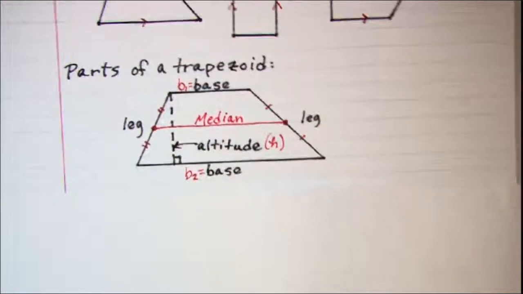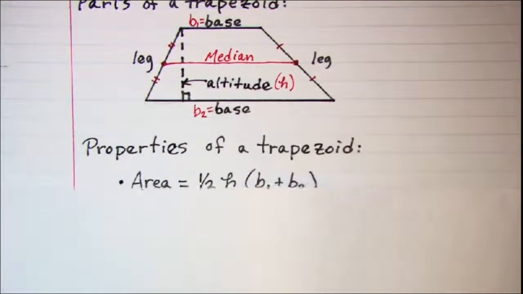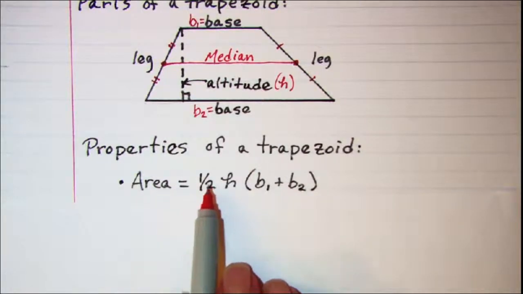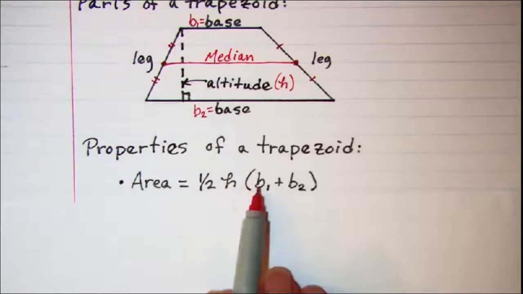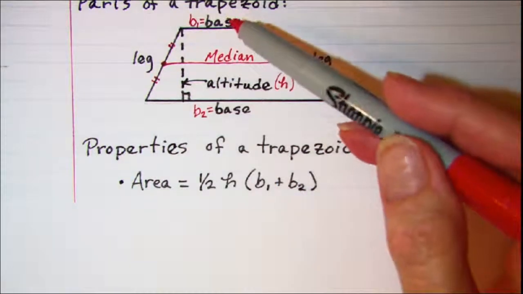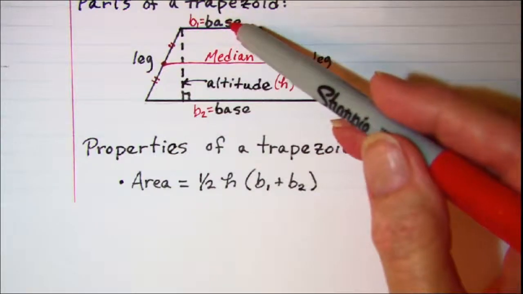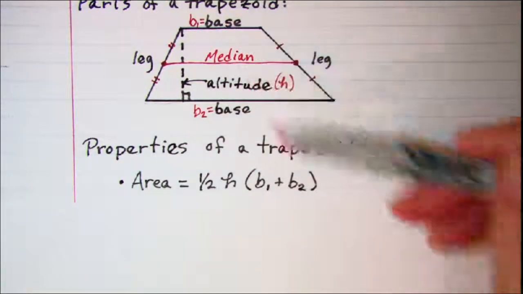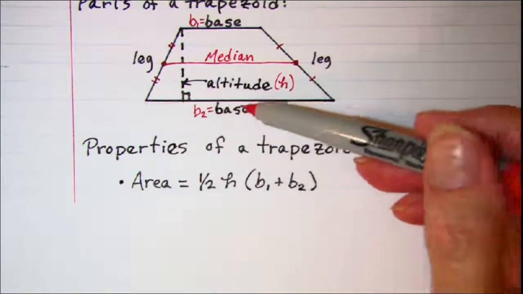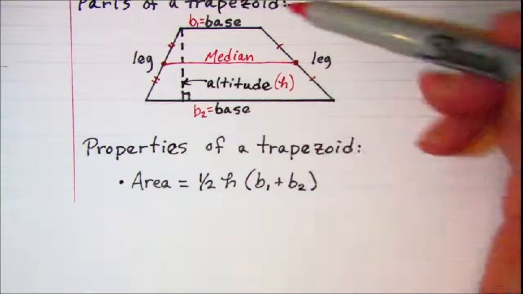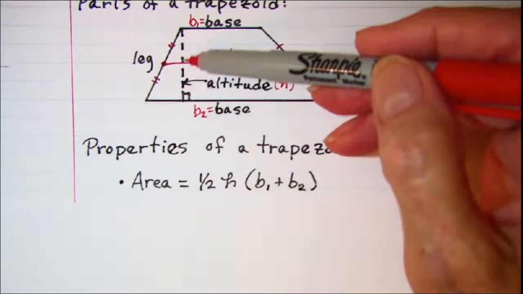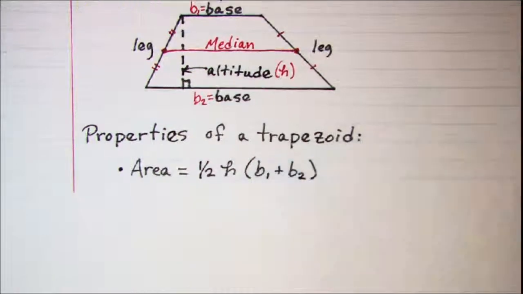So some properties of a trapezoid. First of all, the area can be found with the formula 1/2 the height times the sum of the bases. So since we designated this as B1, we would put this base length in for B1 and the length of this base for B2, and then our altitude, our height, the value of that would be for H.